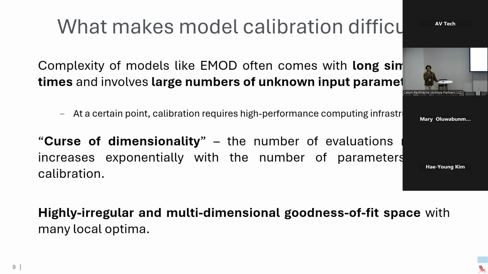What makes this difficult? Aurelian gave a great overview, but just to reiterate, the complexity of models like EMOD or OpenMalaria means that sometimes we're looking at long simulation times. I think Aurelian said something on the order of 10 minutes. Anyone who works with EMOD knows it can be a little bit longer, on the order of hours. And there are a large number of unknown parameters as these equations have been built up over time and linked. The curse of dimensionality, we're looking at 17 parameters here.